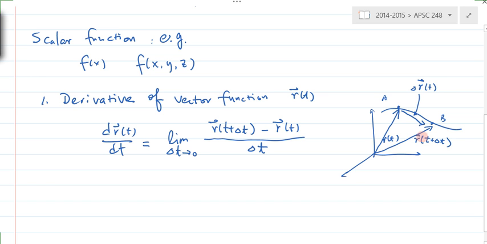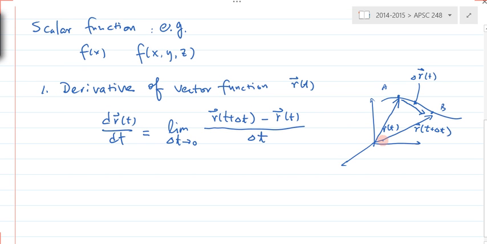Apparently, in the limit, instead of a bigger delta t, if we have a small delta t, then b will infinitely approach location a, and then you get your derivative. It's basically the same kind of derivative definition as for the scalar function. If you change the r to f, that's a scalar function.